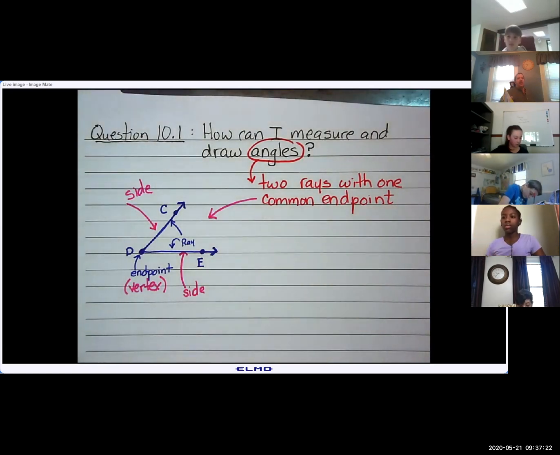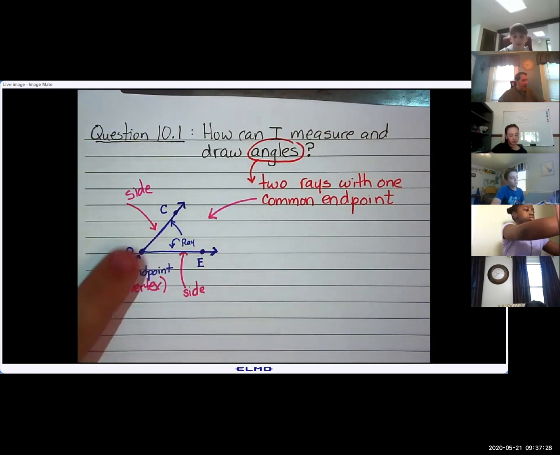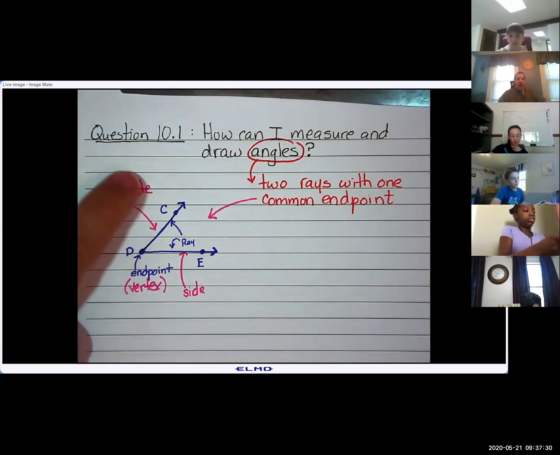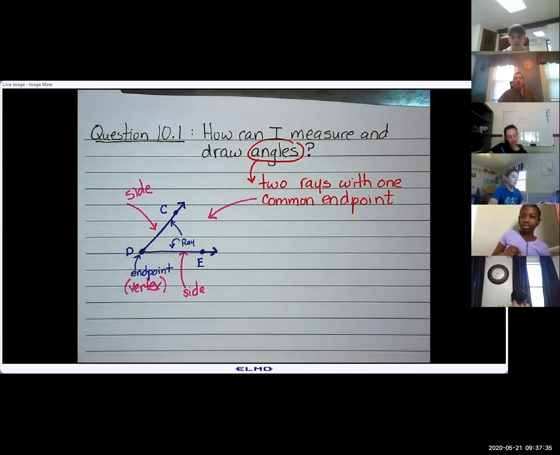Is that making sense so far? We have a side, and an endpoint. When you have two sides that come from one endpoint, you get an angle. That's known as an angle. Does that make sense so far? Perfect.